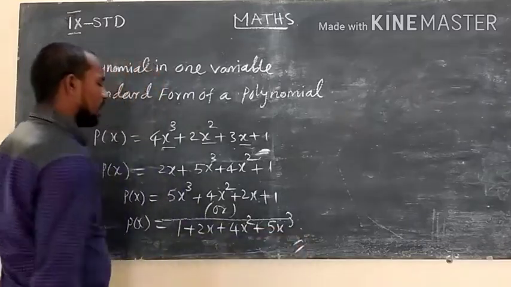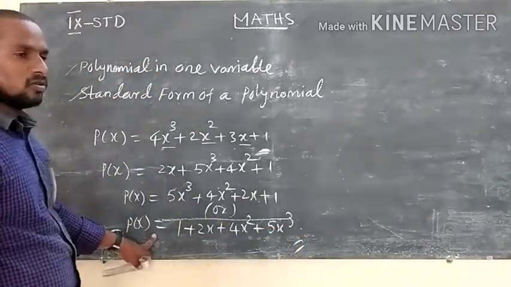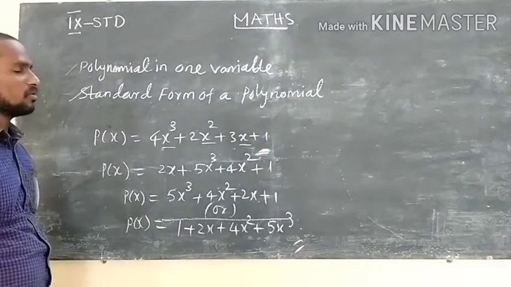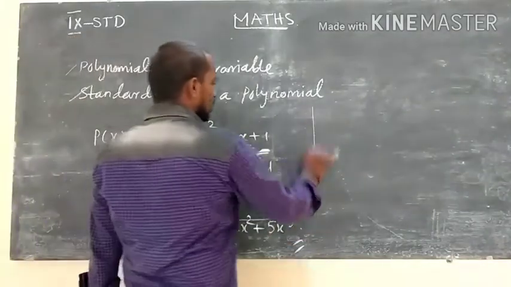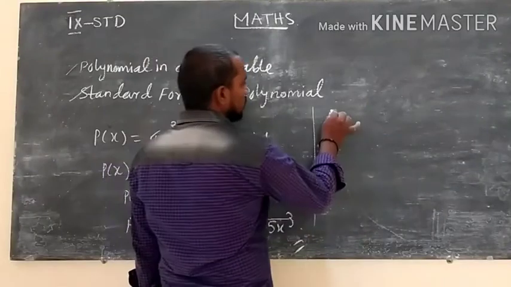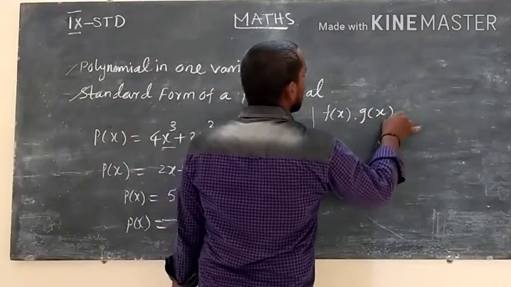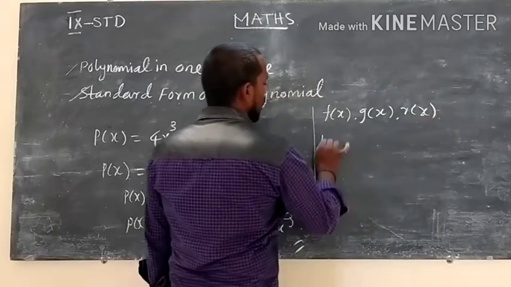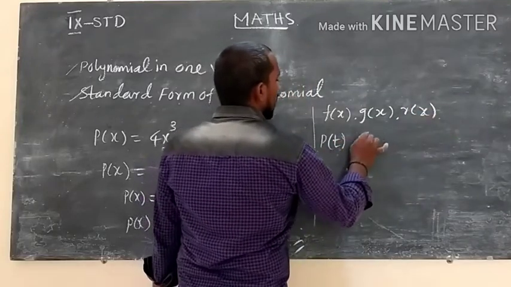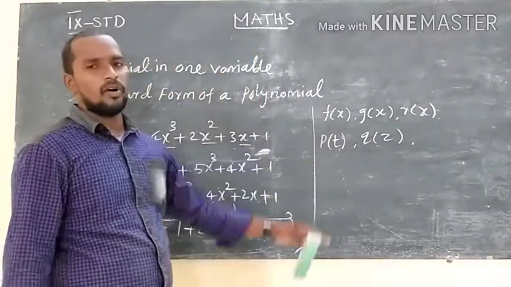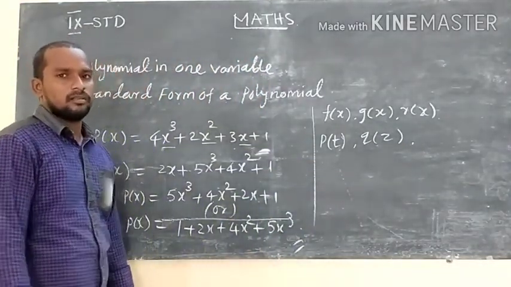Or this way you write. This is also the standard form of the polynomial. Have you understood the standard form of the polynomial? In general, the polynomial is denoted by f of x, g of x, r of x, p of t, and q of z. All are the general notation of the polynomial. Okay, that's all the definition.